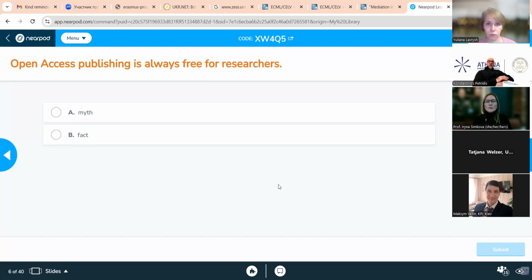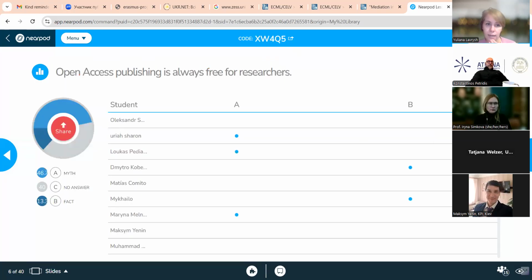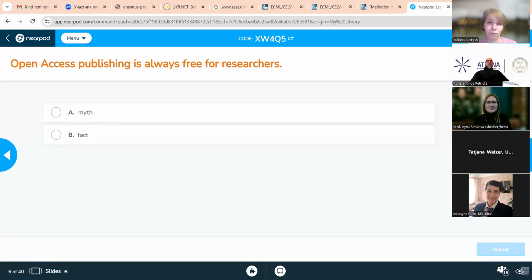True, false? 60% false. Really. Open science doesn't mean free of charge science. So it has some journals, and also this is a topic for our discussion today about open access and free or not free of charge.